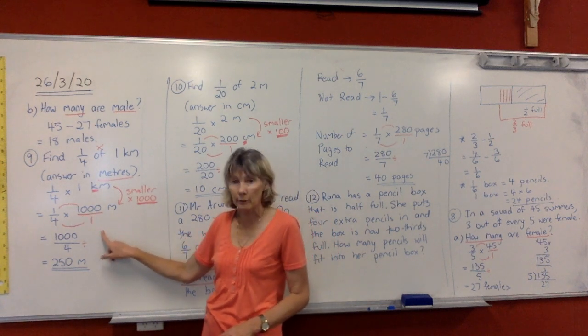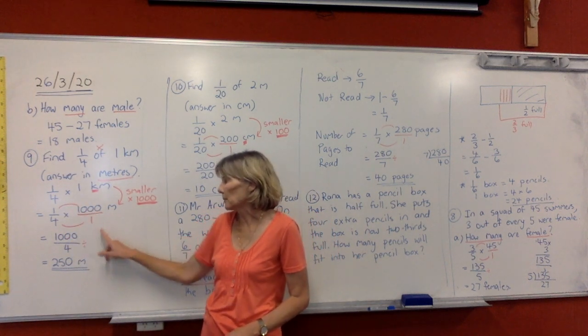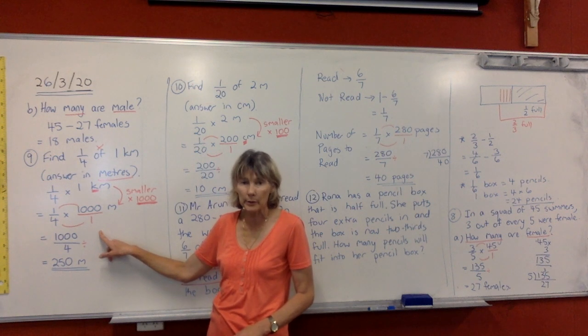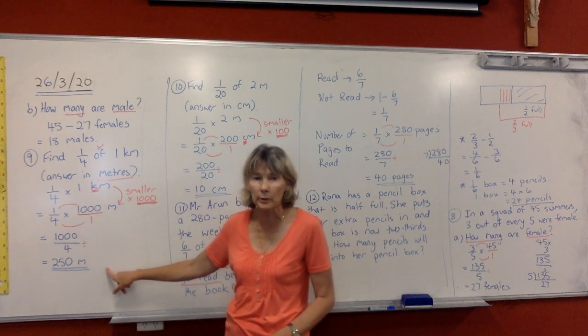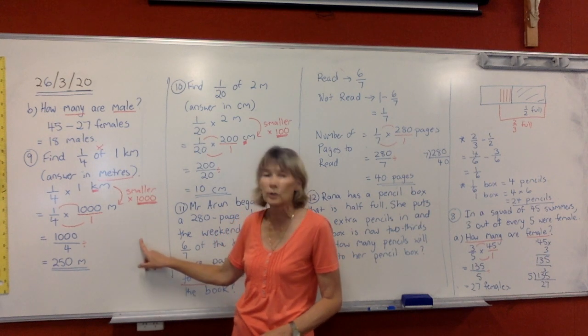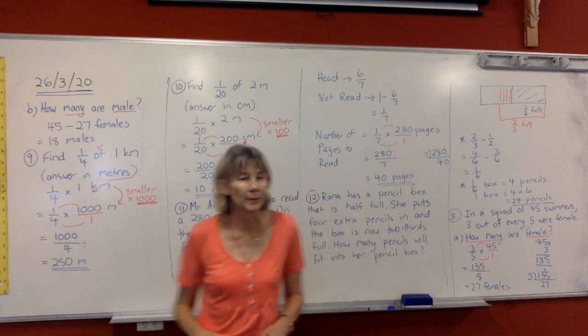Give that a denominator of 1 and times the tops and times the bottoms. And now we're doing 1,000 divided by 4. If you know that, you can just write 250 metres. If you don't, just do the division on the side.